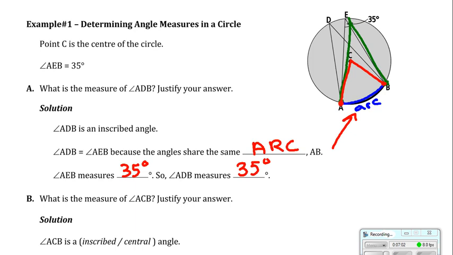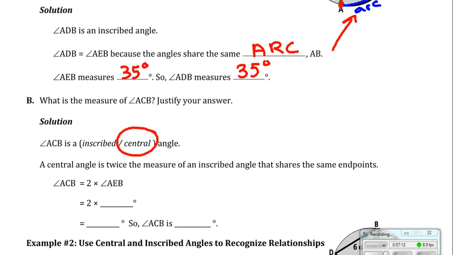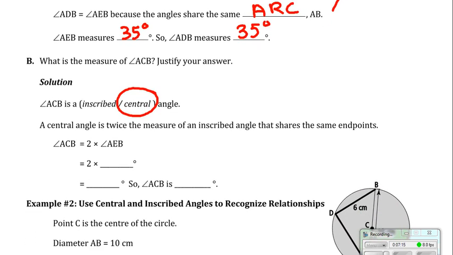And so because we have ACB that is a central angle, it's going to be 2 times the inscribed angle that has the same endpoints. So AEB we said is 35 degrees, and so the central angle is going to be 2 times that, so 70 degrees. So the central angle ACB is 70 degrees. Okay, that wasn't so bad, was it? I hope.